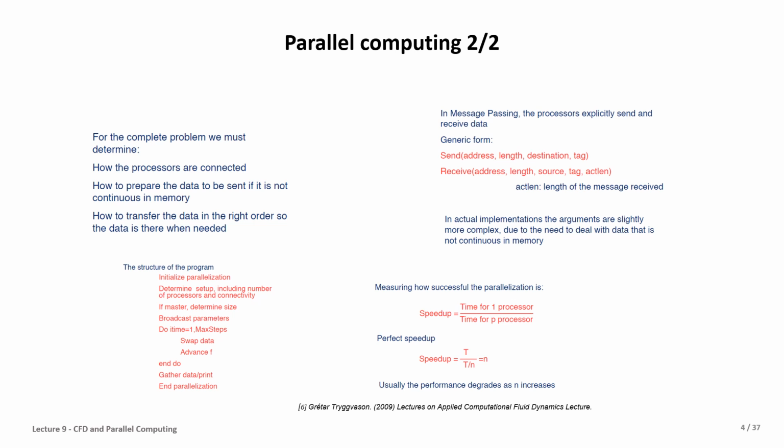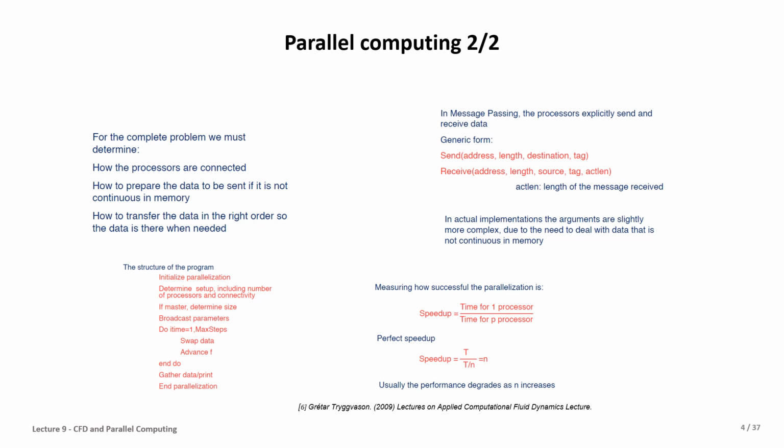Here we have an example of the sequence of the structure of the program. We need to initialize the parallelization, determine the setup including the number of processors and connectivity, and determine the size. If it's the master, broadcast parameters such as the time and max step, swap data, and gather the data in the end and end the parallelization. So this is the sequence of the program we need for parallel computing.